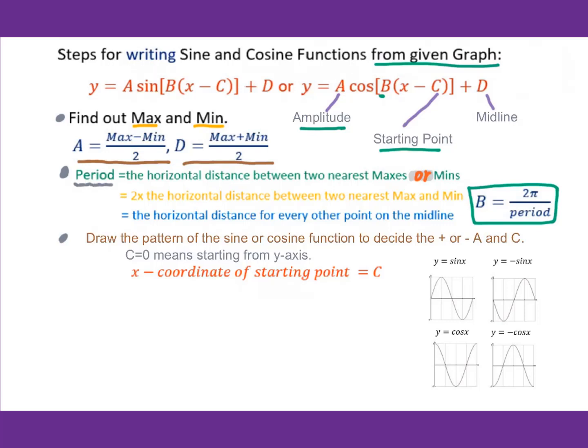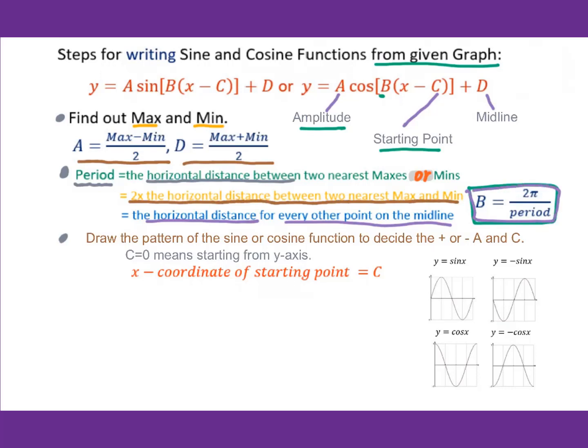You can use the horizontal distance between two nearest maximum values or two nearest minimum values. Or you can use 2 times the horizontal distance between the nearest maximum and minimum value. Or you can use the horizontal distance for every other point on the midline. It's really up to you to figure out this period. Then you can use this formula to figure out the B.